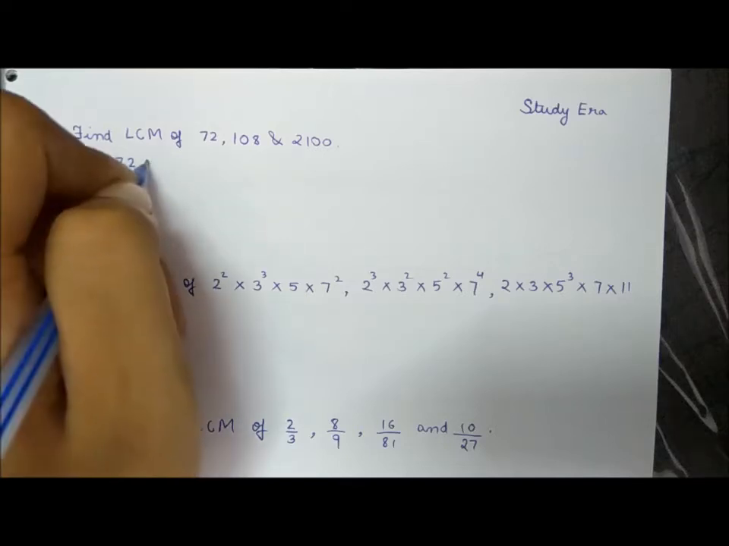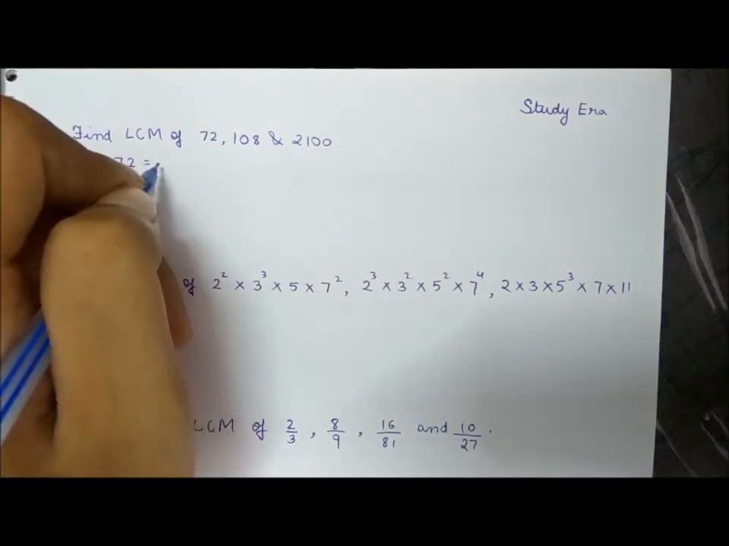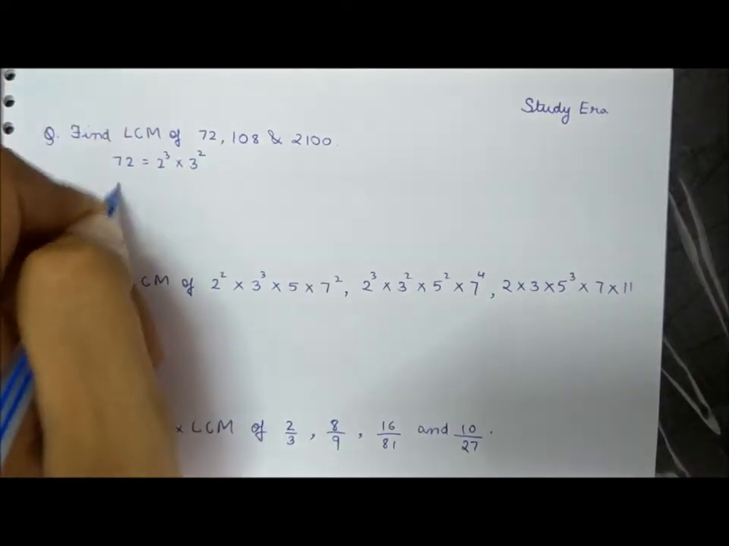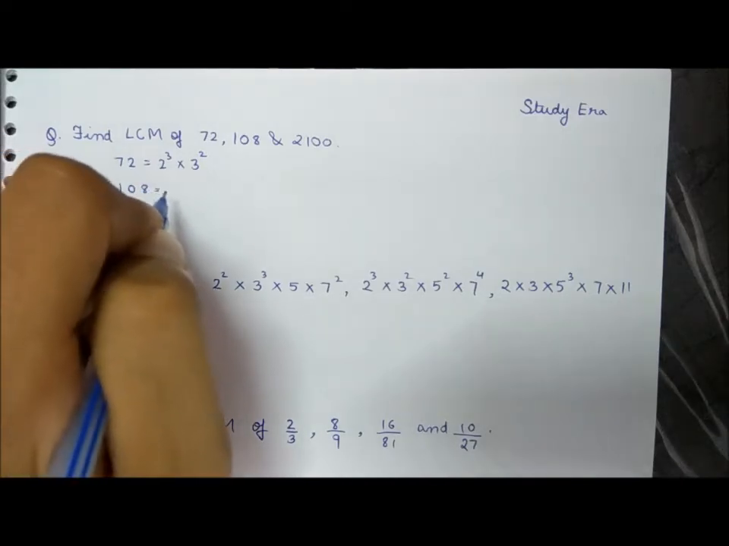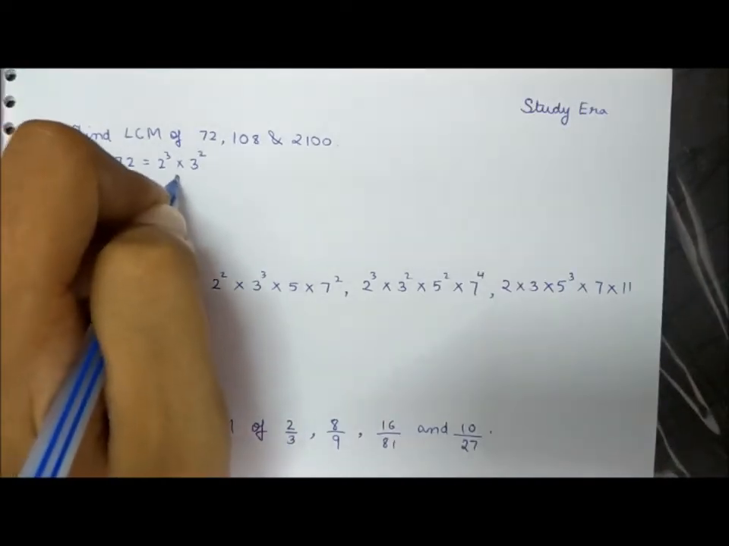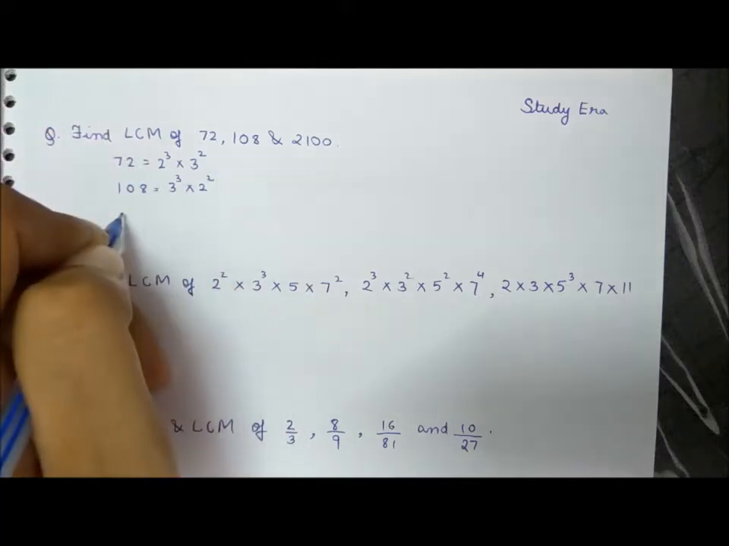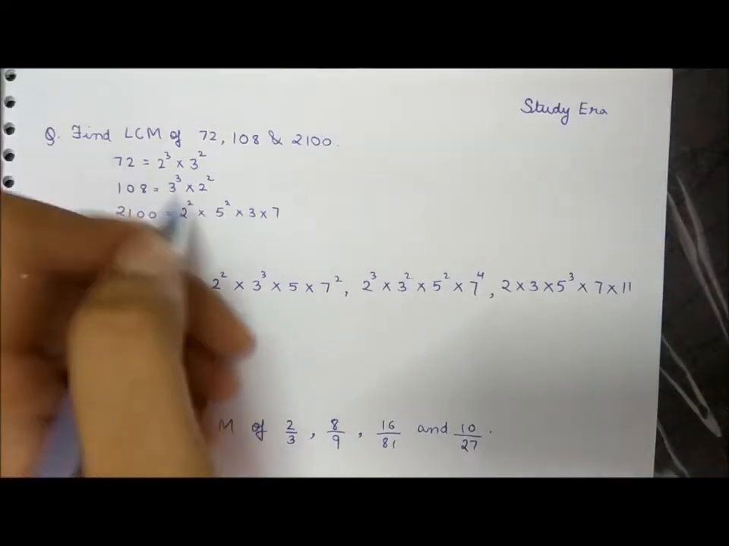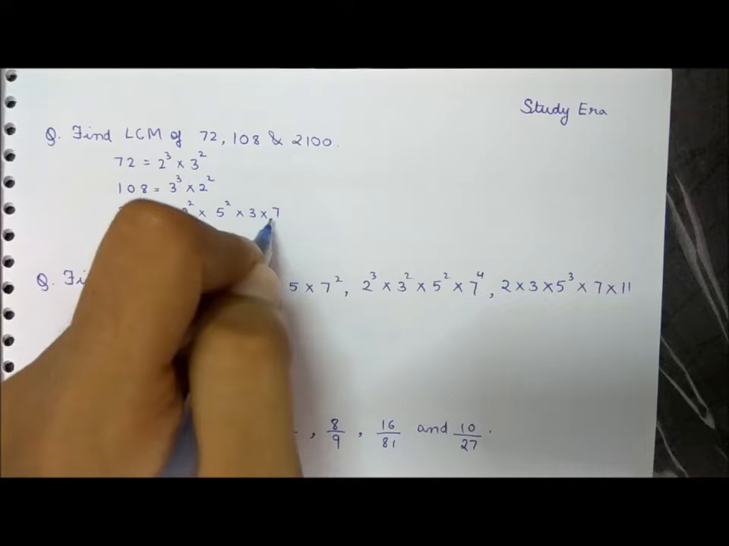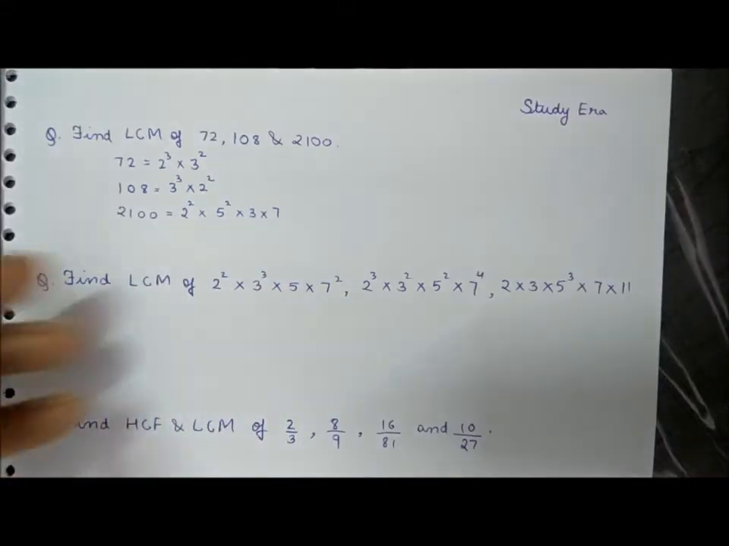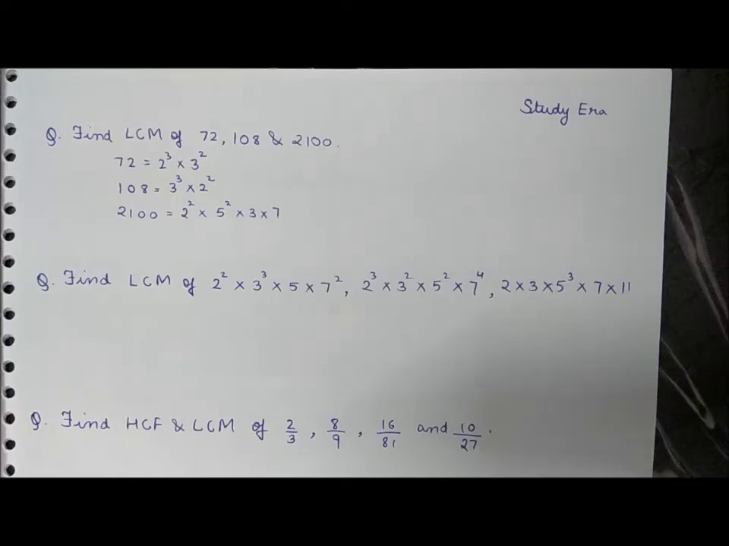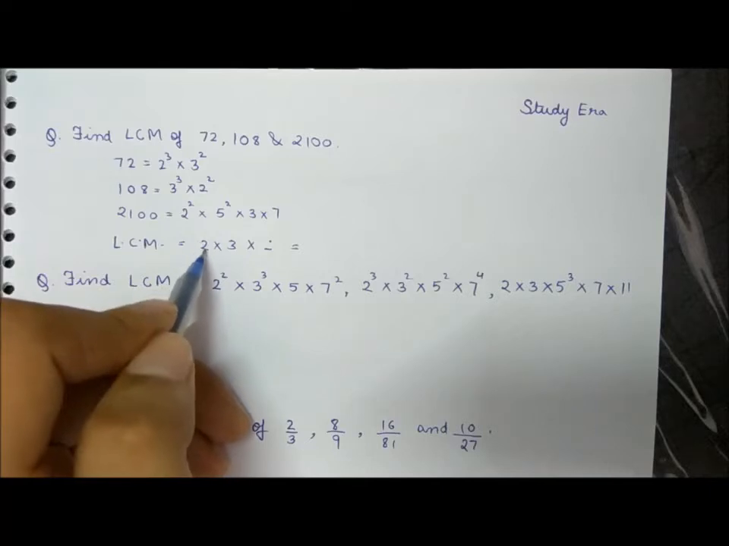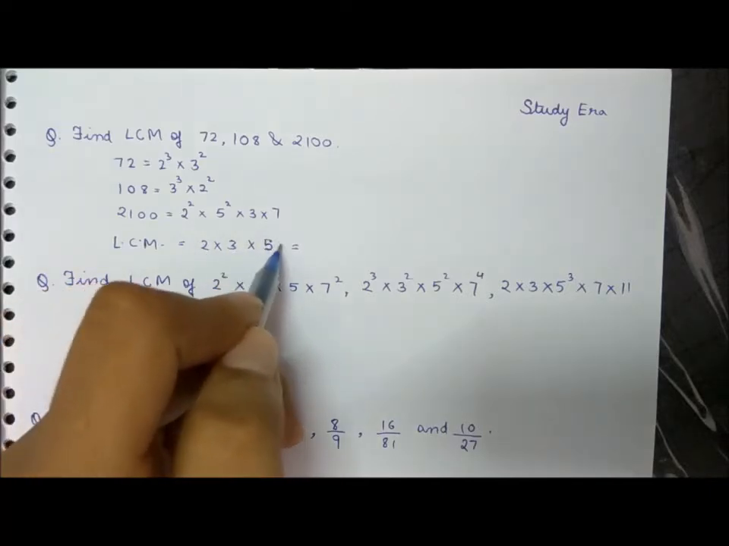Hence 72 can be written as 2 to the power 3 into 3 to the power 2, 108 can be written as 3 to the power 3 into 2 to the power 2, and 2100 can be written as 2 to the power 2 into 5 to the power 2 into 3 into 7. Now, as we have done in HCF, we have taken the common factors. Now for LCM, the factors are 2, 3, 5 and 7.